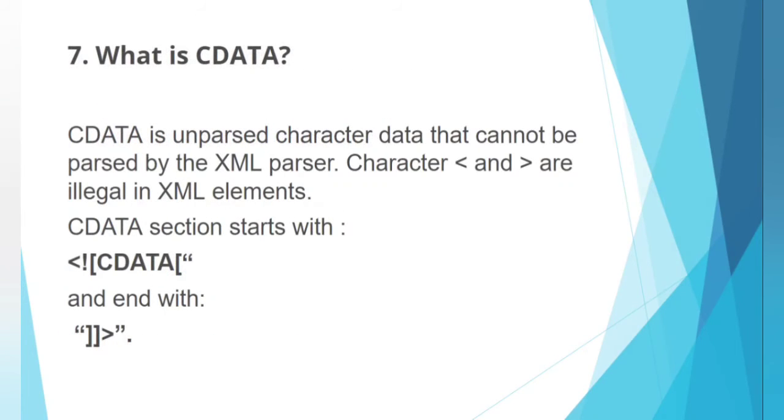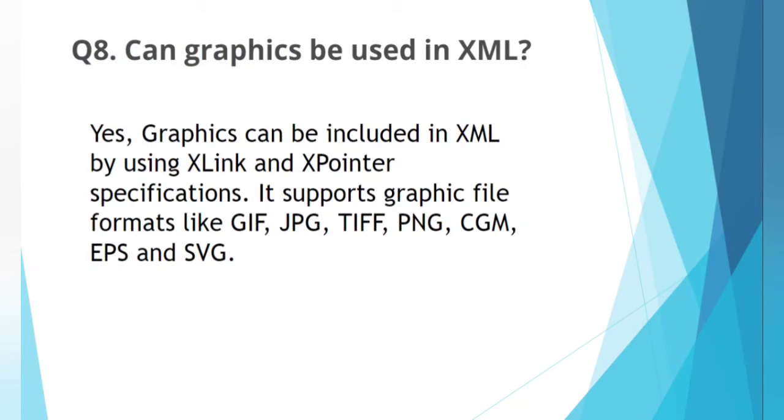The next one would be: what is CDATA? CDATA is unparsed data, data that cannot be parsed by the XML parser. Characters like < and & are illegal in XML elements. A CDATA section starts with the following text and ends with the following text. Can graphics be used in XML? Yes, graphics can be included in XML by using XLink and XPointer specifications. It supports graphic file formats like GIF, JPG, TIFF, PNG, CGM, EPS, and SVG.